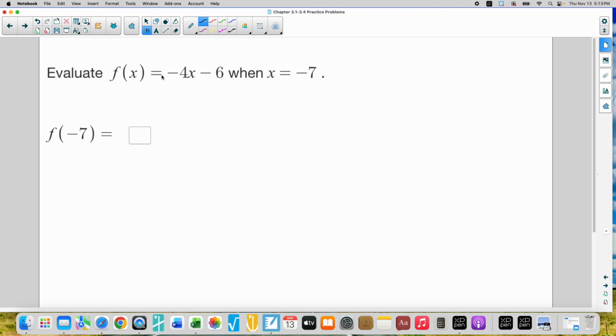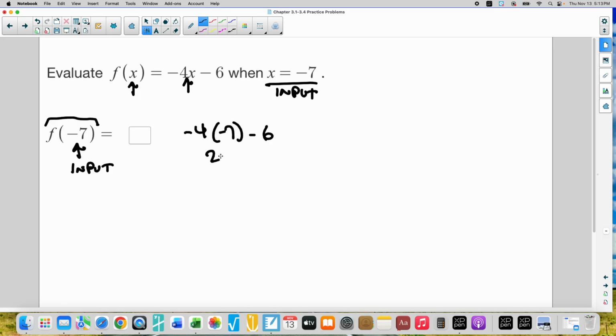Evaluate f of x equals negative 4x minus 6 when x equals negative 7. This is my input, but this is going to represent my output. So I put it in for each of the places for x. I'm just substituting negative 7 in for x. So we get negative 4 times negative 7 minus 6, which is positive 28 minus 6, which is 22. So when I input negative 7, my output is going to be 22.